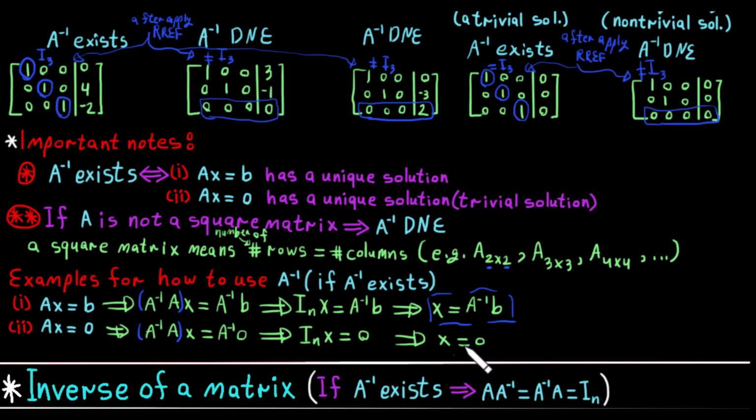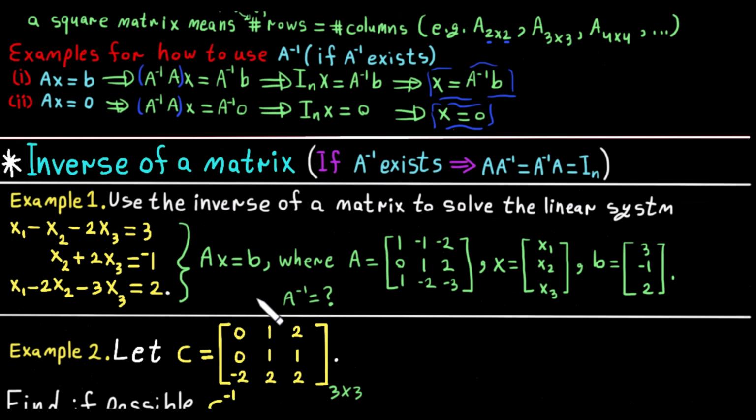That's why they call it the trivial solution, because the vector x equals 0. But you can call it only one solution, or you can call it a unique solution. All of these are correct. So here we have x equal to 0. That's it. I think now everything related to the inverse is clear for you, especially with a system like this, Ax equal to B or Ax equal to 0. Now let's go down to solve our two examples.